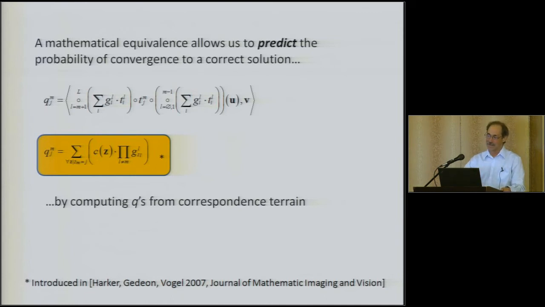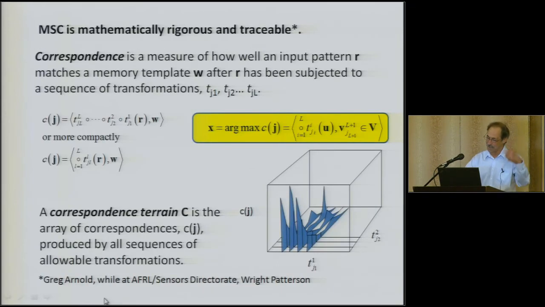It is based on this algebraic equivalence of the computation of the cues via the MSC and via what's called a correspondence terrain, where we take all of the correspondences as I defined them earlier, the sequence of transformations in R to W, and analyze this in a brute force way. This can be simulated to see what the performance is going to be, and then of course for efficiency you use the MSC computation.